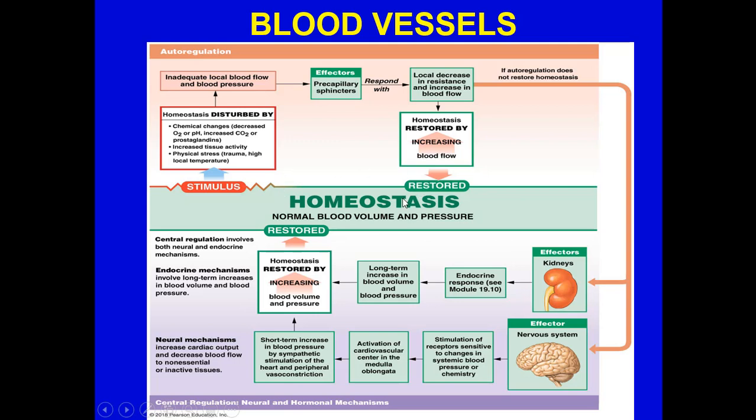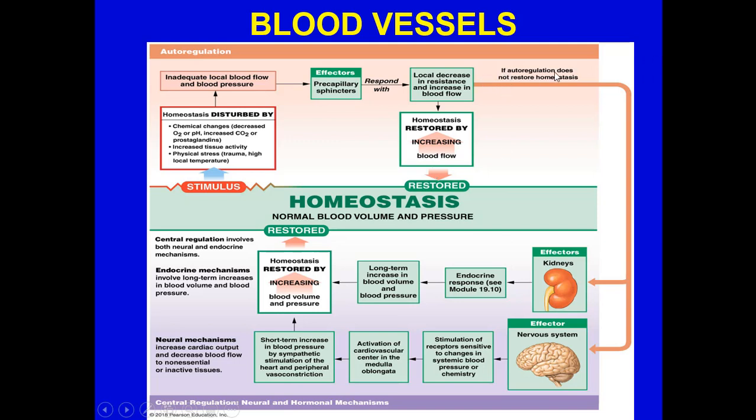Here's where we bring up that magic word we've heard since the first chapter, homeostasis. First chapter of AP1, that is. Look at, when you have adequate local blood flow and blood pressure, the effectors, the precapillary sphincters, are going to respond. They're going to have a local decrease in resistance and an increase in blood flow. Homeostasis is restored by increasing the blood flow. Okay.